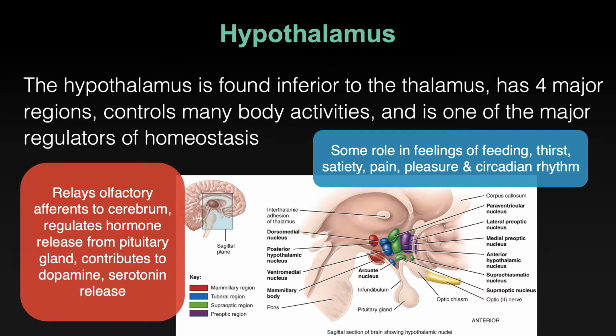So many varied functions, relaying olfactory senses, and the parts of the hypothalamus are in the walls of the ventricle. No more detail than that.